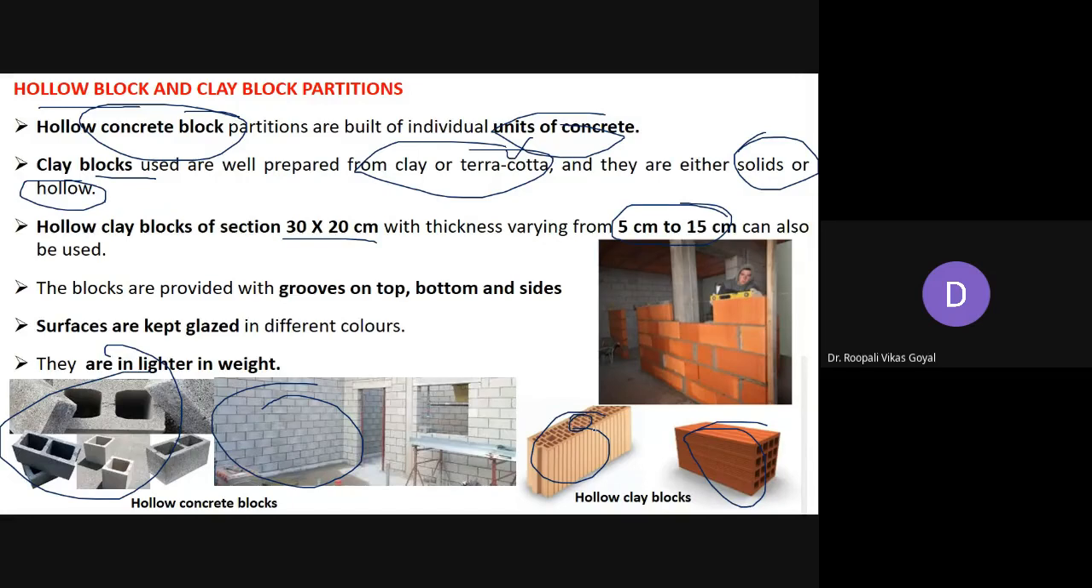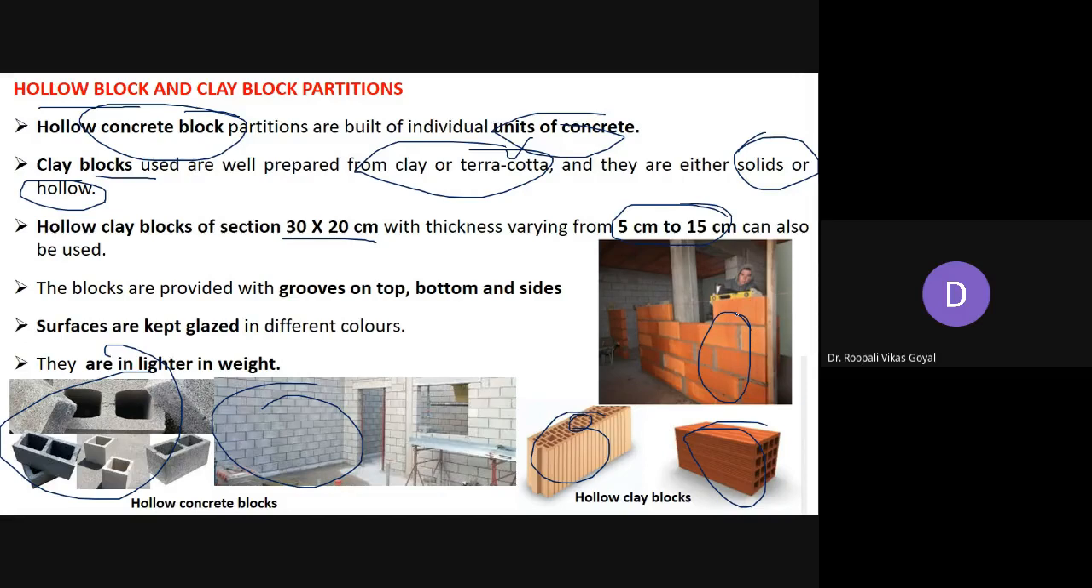Okay, and the surface may be kept glazed, glassy, meaning a completely glazed surface with different colors, to have a glassy or glaze kind of appearance. And they are lighter in weight, because hollow blocks definitely have less weight as compared to the solid block. So in that way it may be economical, because they are lighter in weight, and the material requirement is also lesser.